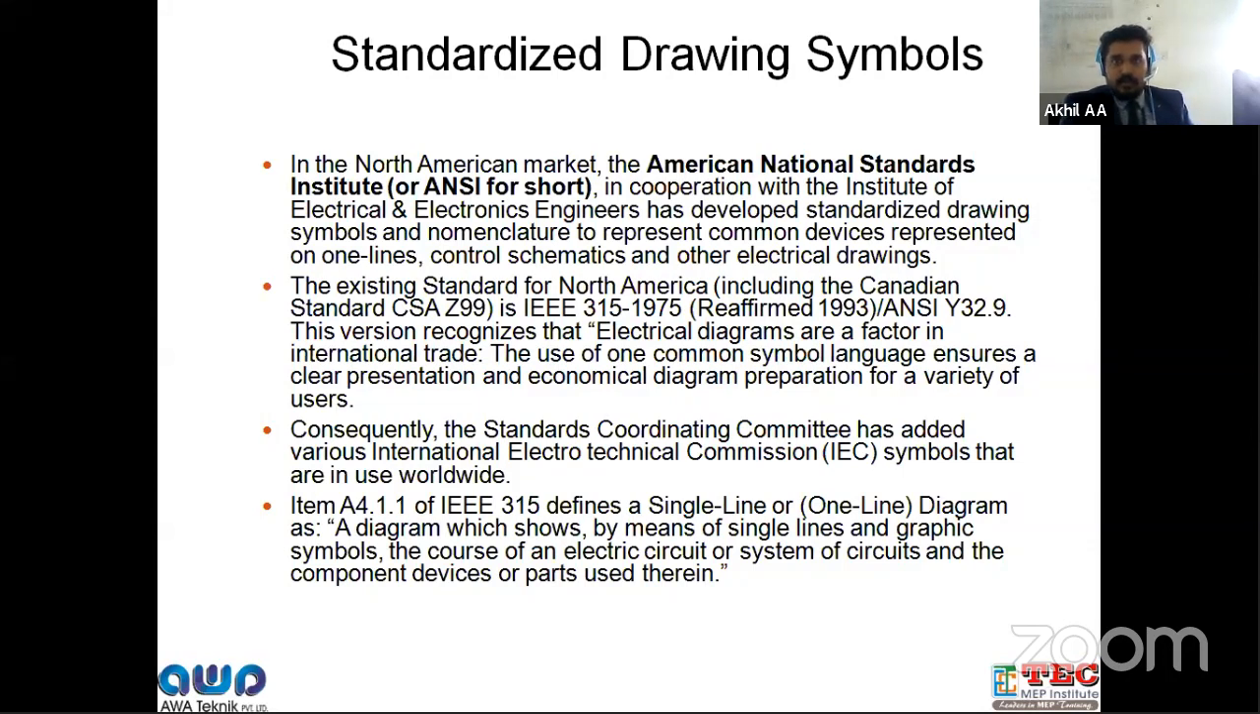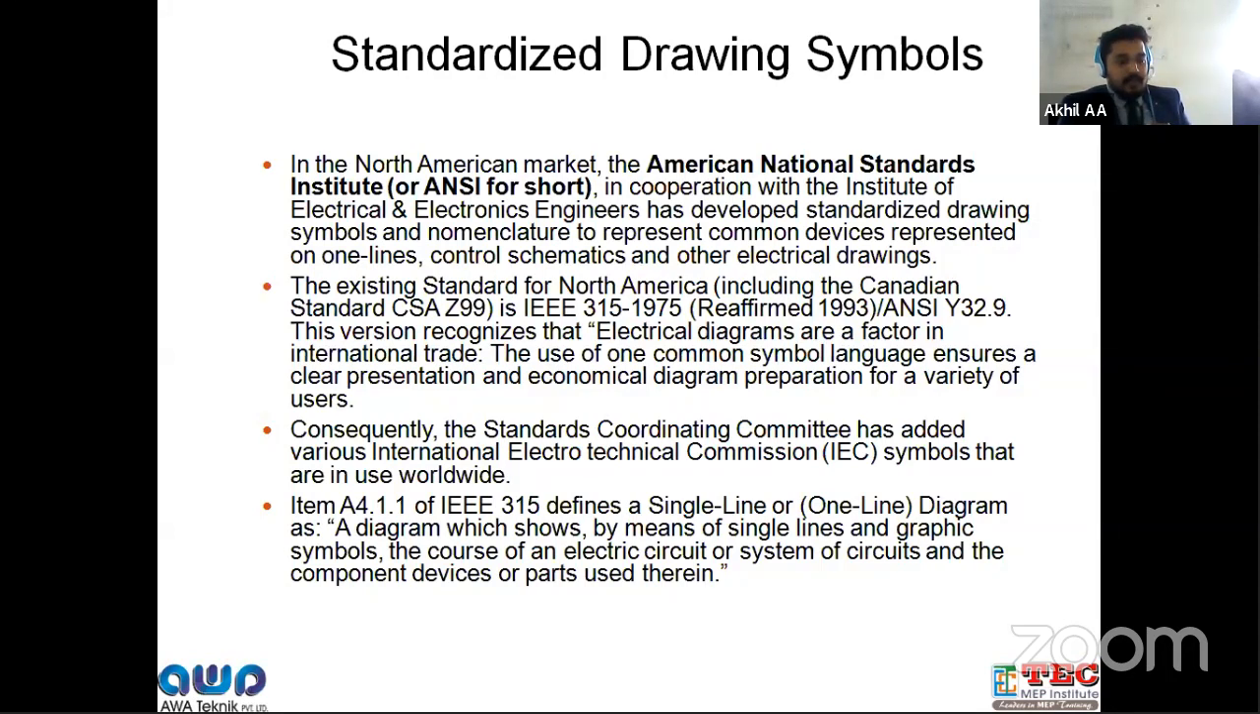If you want to see the symbols, you can just Google. You will get the symbols related to the equipment. So if you want to represent a transformer, you have to use the standard symbol. If you want to represent the circuit breakers, you have to use the standard symbol.